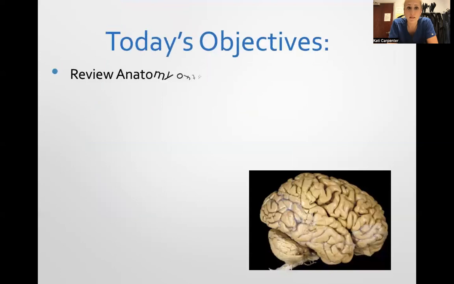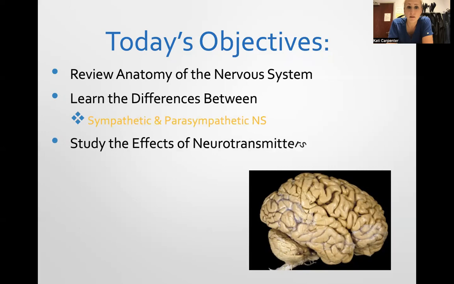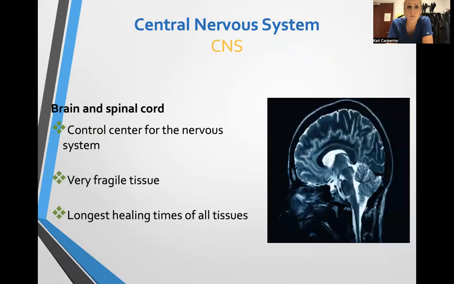So, like I said, today's objectives are, besides our syllabus objectives that we're covering with this one as well, to review the anatomy of the nervous system, those important parts and pieces, and then really understand and learn that difference between the sympathetic and the parasympathetic nervous system, which are the two branches of that autonomic nervous system. And neurotransmitters, that's how the brain talks to everything. And so we need to understand what those are and what they can do to the body.